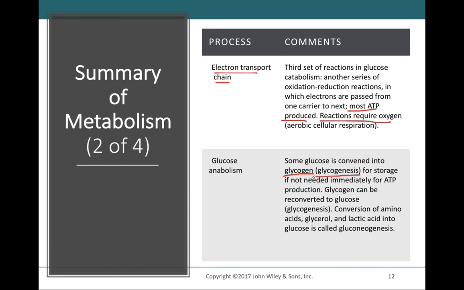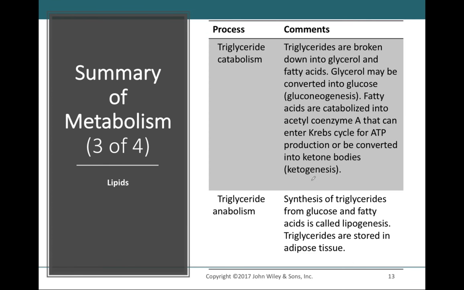Glycogen is our body's primary storage polysaccharide, and this can later be broken down into glucose in the event that we don't have enough glucose for the ATP that our body needs. In the event that we do have excess glucose, we're going to be able to build up triglycerides from that and store that glucose as triglycerides. Triglycerides are the storage form of fat, and these will be housed in adipose tissue.